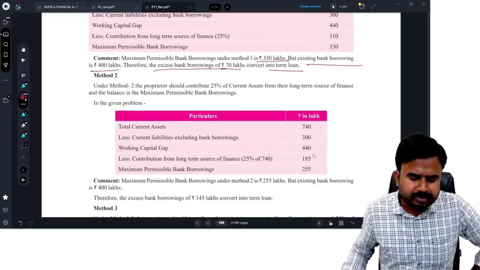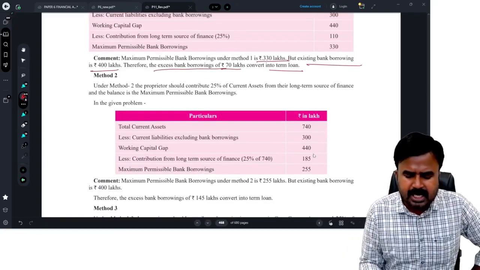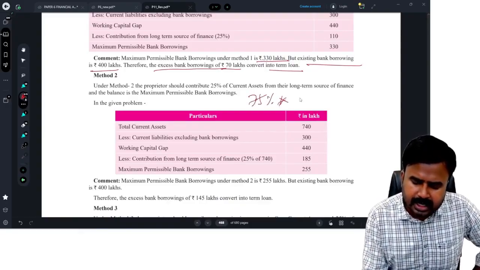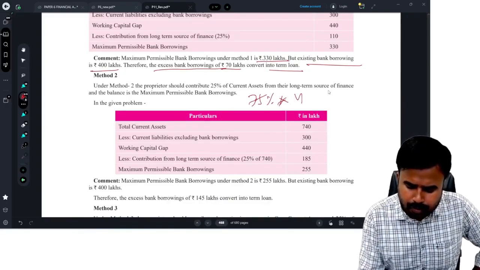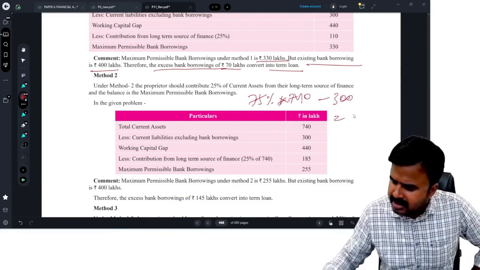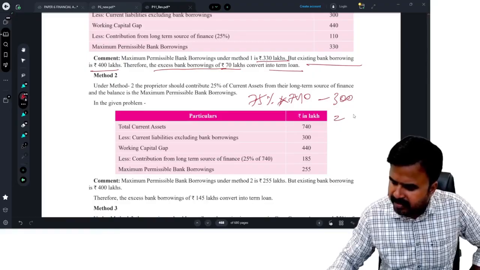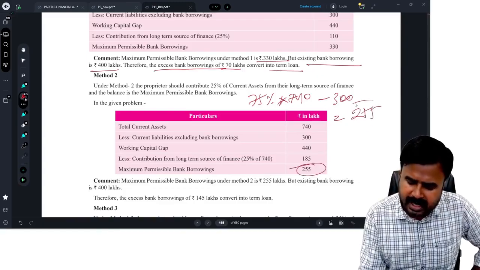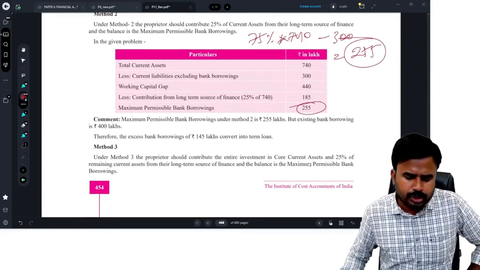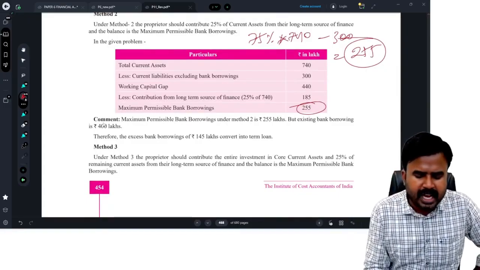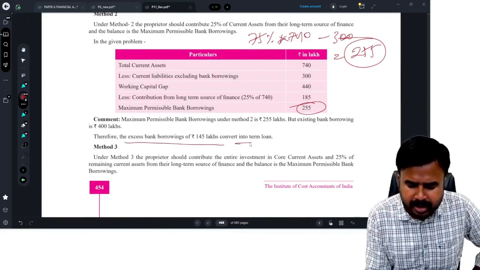Tandon Committee. Under method 2, 75% of current assets minus current liabilities. 75% into 740 minus current liabilities of 300 lakhs. Calculate this. 740 into 75% minus 300. I got 255 lakhs. This is my maximum permissible bank finance. Already we are holding how much worth of loan? 400 lakhs. 400 minus 255. So 145 lakhs worth of short-term bank borrowing should be converted into term loan.